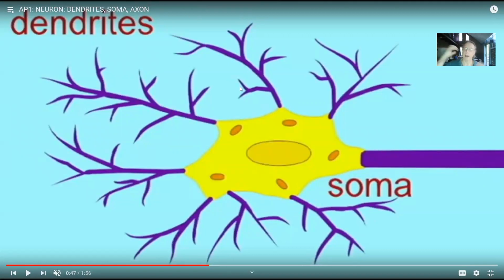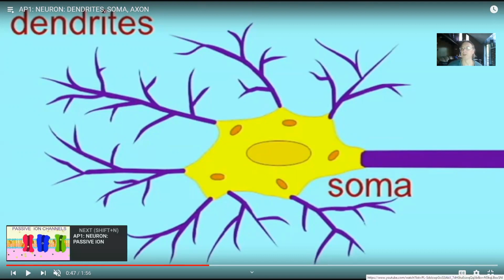After summating all of the input from the dendrites and the soma. So that will be yet another topic. But once again, the big topic here is how is it that a cell can conduct electricity?